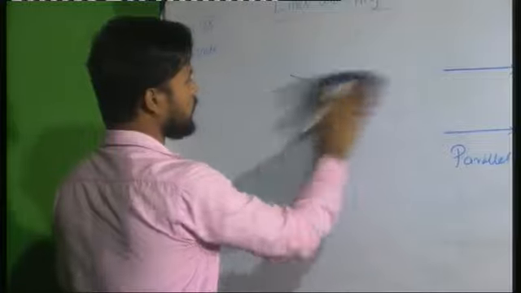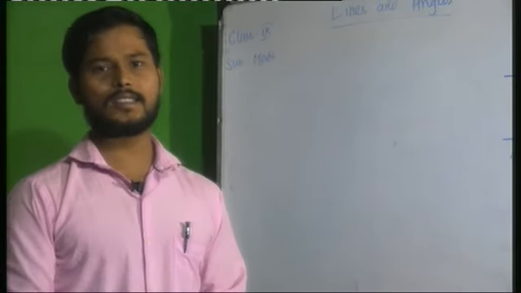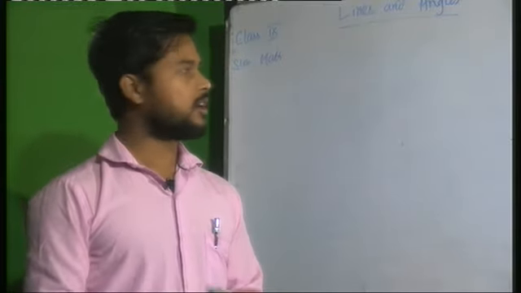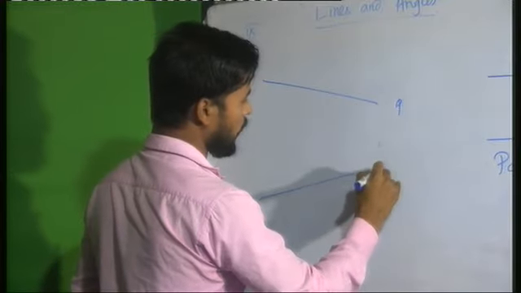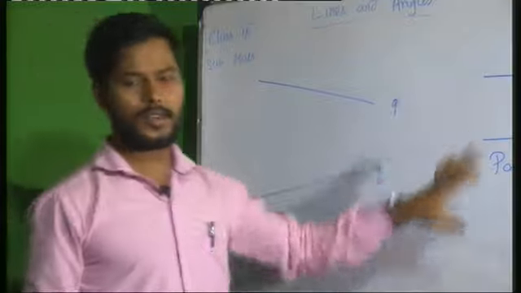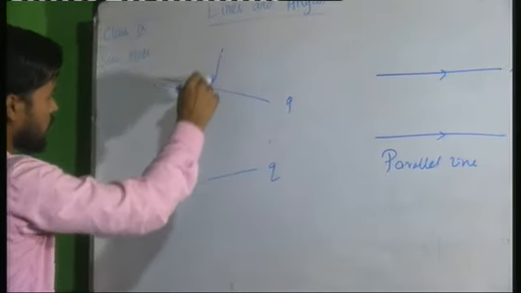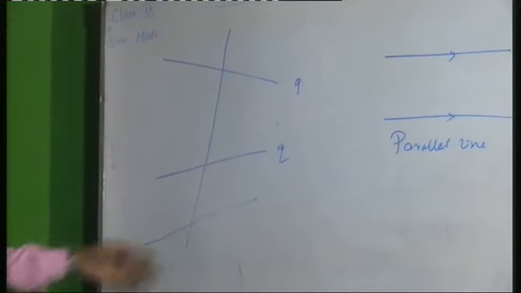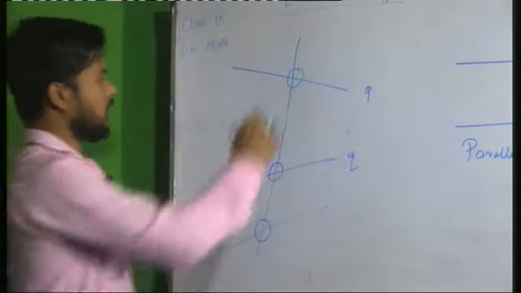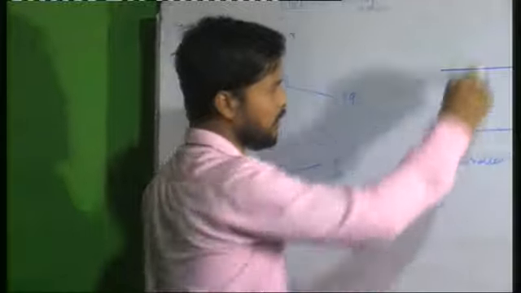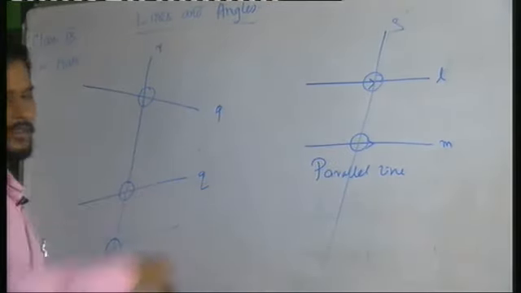Now what do you mean by transversal? A line is said to be a transversal if it intersects two or more lines at different points. Suppose I take two lines, P and Q, which are obviously not parallel. If we produce the lines, they will surely intersect. And here these lines are parallel. So a line is said to be a transversal if it intersects two or more lines at different points. In case of parallel lines, if I draw a transversal, it intersects the lines at two different points, so this line is called a transversal.